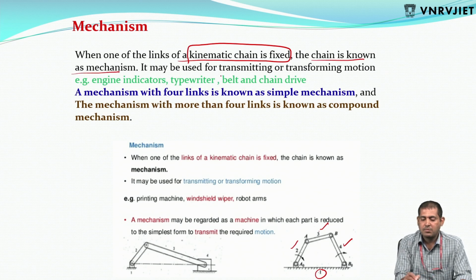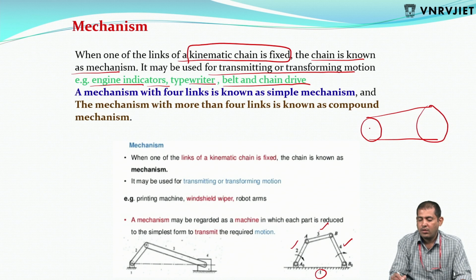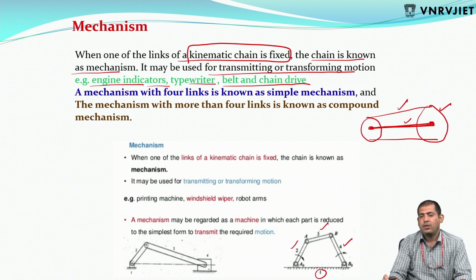It may be used for transmitting or transferring motion. Examples: engine indicator, typewriter, belt and chain drive. If you consider a chain, for example, four links: link 1, link 2, link 3, link 4, where this link or this distance is fixed. So we call it a mechanism.